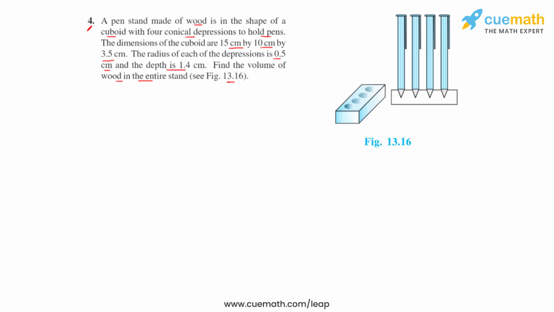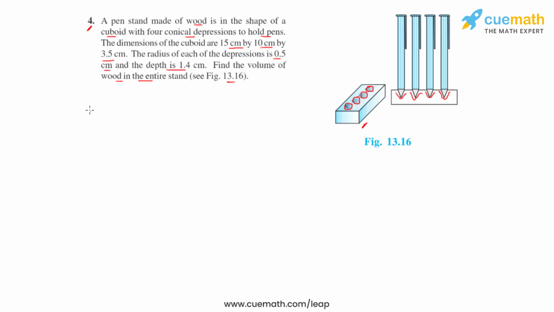So this is the cuboidal wooden block that we have, in which there are 4 conical depressions that are made so that the pens can stand in them. Now this is the top view, but if we look from inside, this is how the 4 conical depressions are. So to get the total volume of the wood in the entire stand, we will have to subtract the volume of these 4 conical depressions from the volume of the entire cuboidal wooden block that we have.